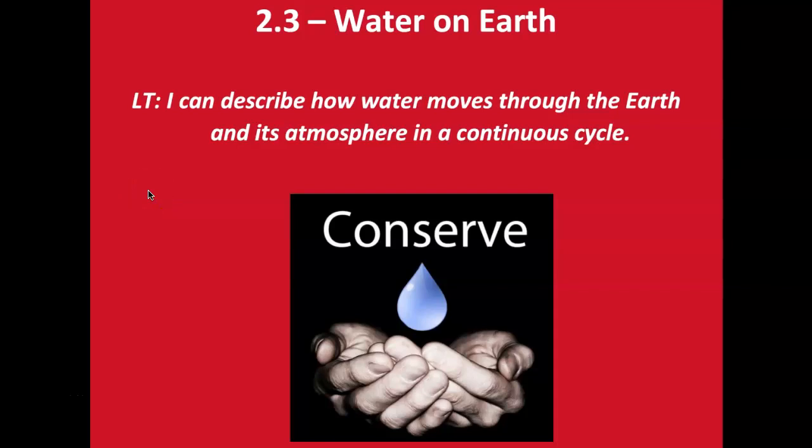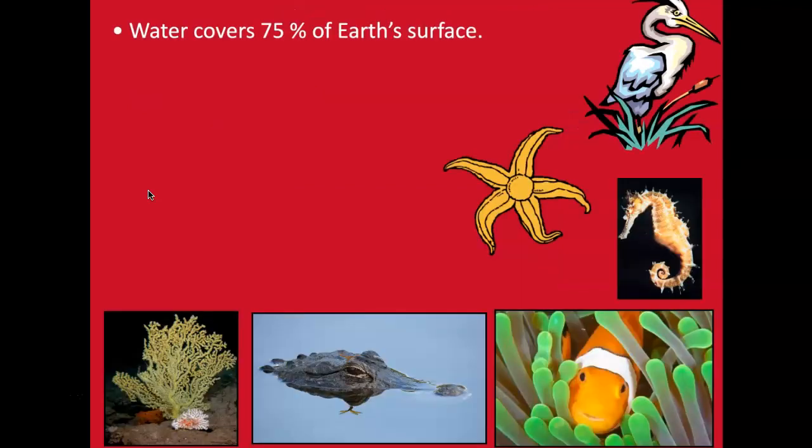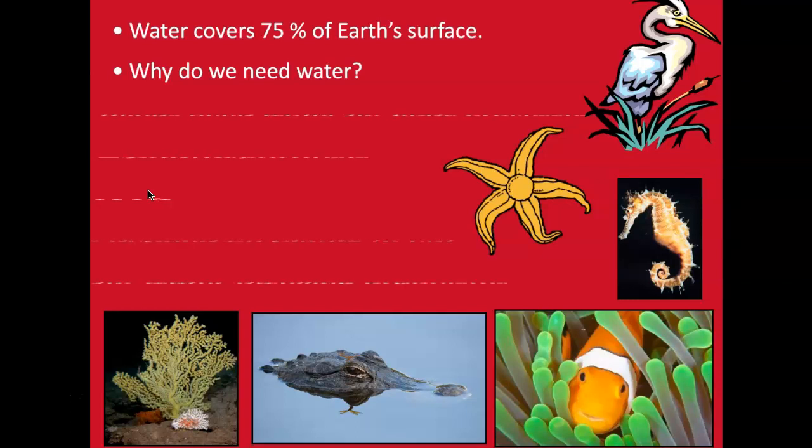Hey, super scientists, we're looking at 2.3, water on Earth, and we're going to be talking about water resources. So water covers 75% of Earth's surface. That means 25% of our surface is land. That 75% of our surface is used for a lot of things. Water is very important to us, and water in general, ocean water or fresh water, both are very important to habitats, to individual organisms. So why do we need water?